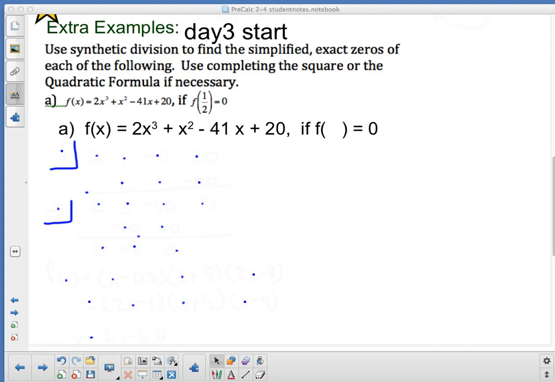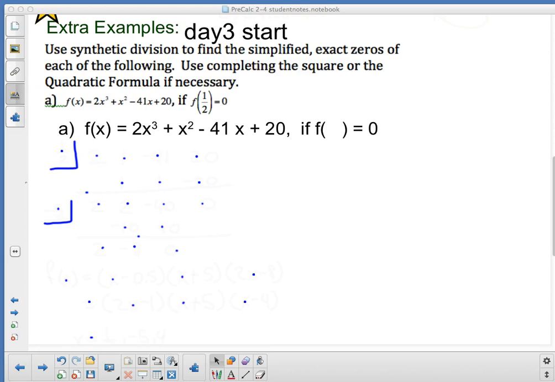Open up to those extra examples after example 8. This is the start of day 3. We got, I believe, 4 examples, an extended one, and another problem just to try to see what you know about some things.